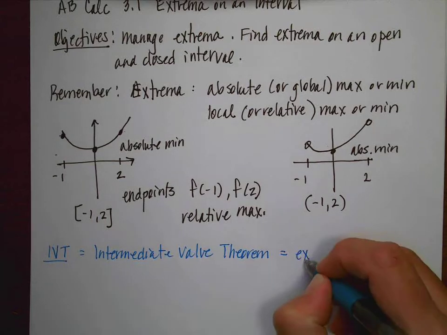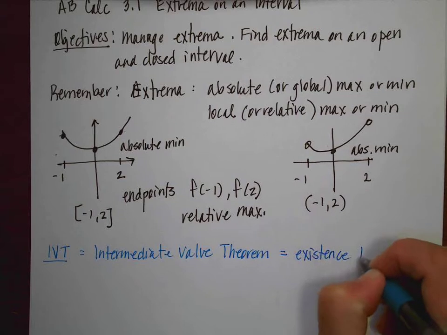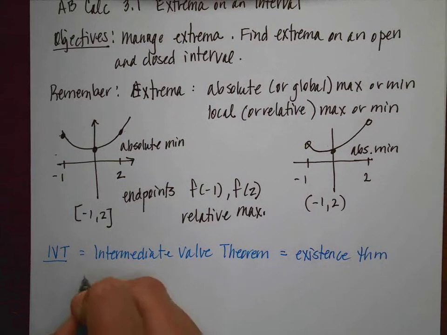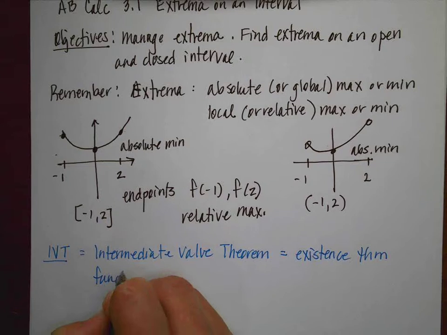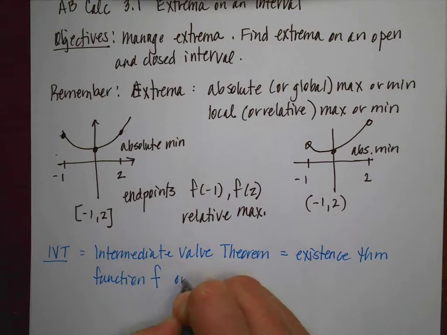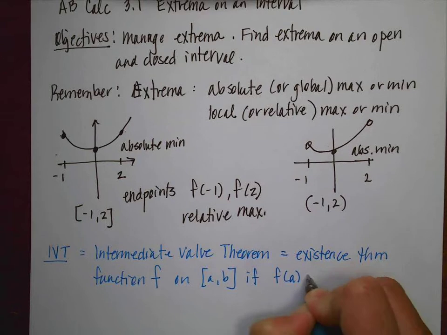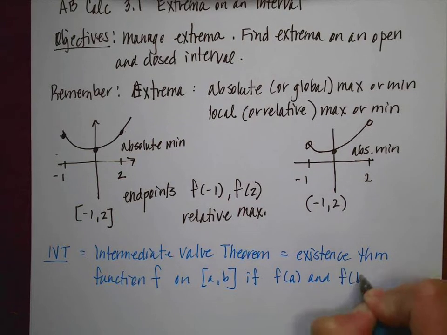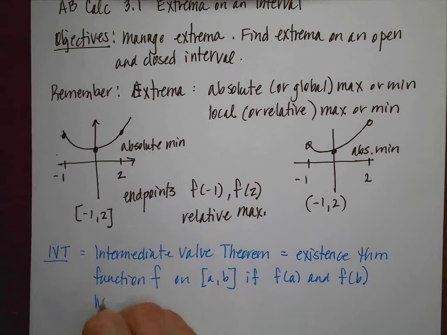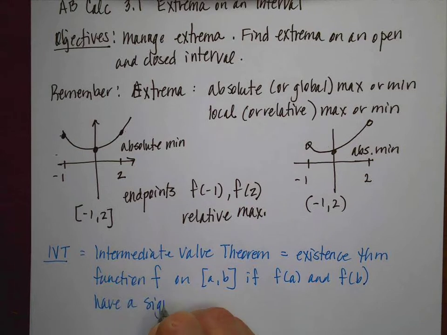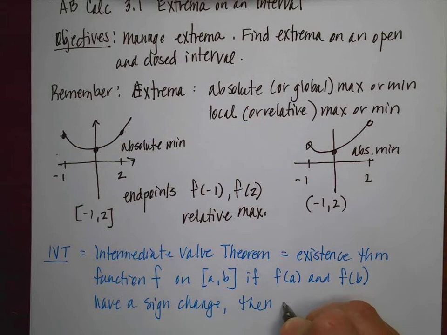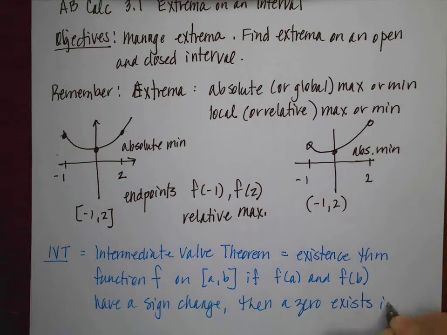The intermediate value theorem is an existence theorem, and it means that for a function f on a closed interval a to b, if f of a and f of b have a sign change, then we know that a 0 is going to exist in the interval from a to b.